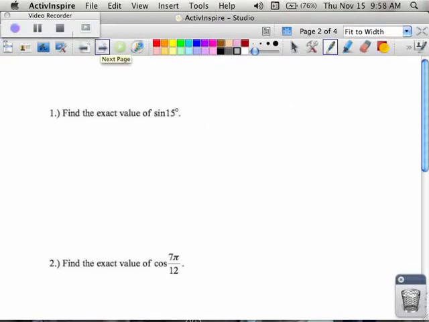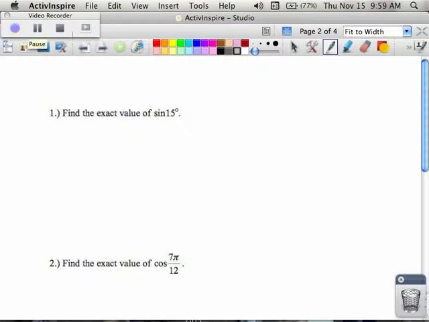Example number 1. Grab your unit circle, take a look at the sine of 15 degrees on your unit circle. Joe? 1/2. Sorry, incorrect. Mason? 1/4. Sorry.